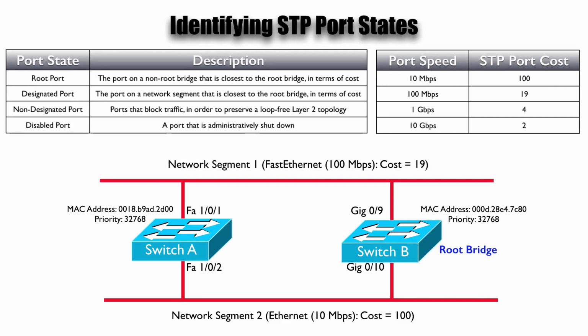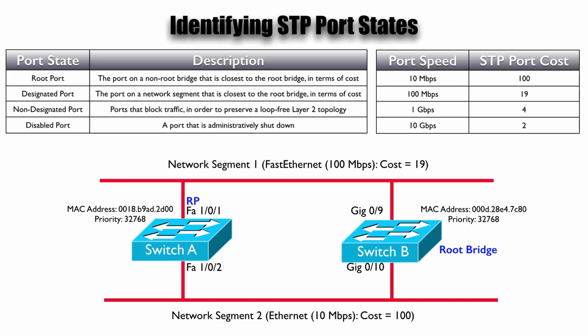And by default, cost is going to be calculated as a factor of bandwidth. Notice in this topology on screen, we're running at 100 megabits per second on that top segment, and we're running at 10 megabits per second on the bottom segment. And I've given you a table to show you the costs associated with various speeds. A 100 megabit per second link, that's going to have a cost of 19. A 10 megabit per second link, that's going to have a cost of 100. Therefore, from the perspective of switch A, it's a cost of 19 to get back to the root bridge over the top link. It's a cost of 100 if we use the bottom link. Therefore, Fast Ethernet 1/0/1 on switch A, that's our root port.